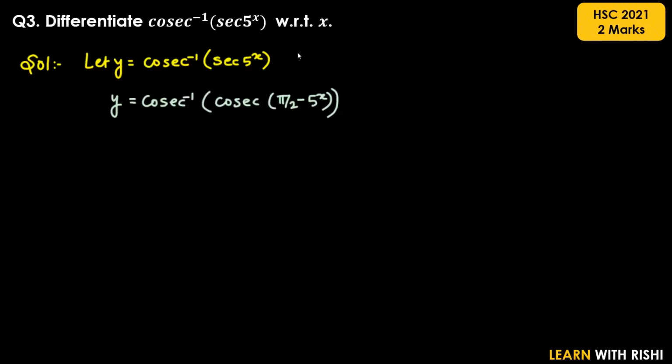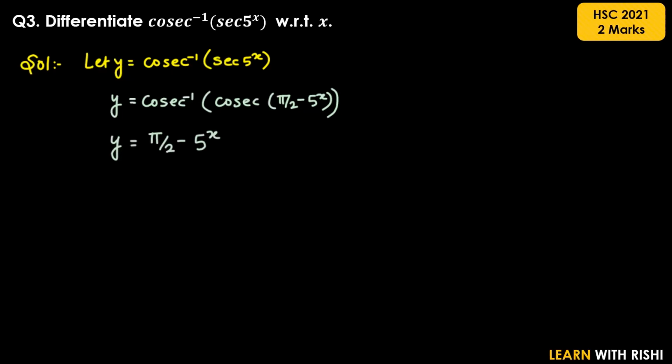The formula is sec theta is equal to cosec pi by 2 minus theta. So here theta is nothing but 5 raised to x. So it will be cosec pi by 2 minus 5 raised to x. Now sec 5 raised to x we can write as cosec pi by 2 minus 5 raised to x. Now using inverse trigonometric property, cosec inverse of cosec theta is nothing but theta. This cosec inverse and cosec will get cancelled. So y will be equal to pi by 2 minus 5 raised to x.